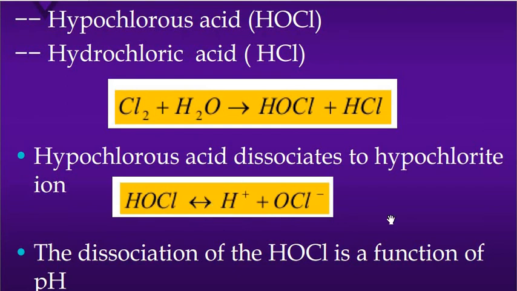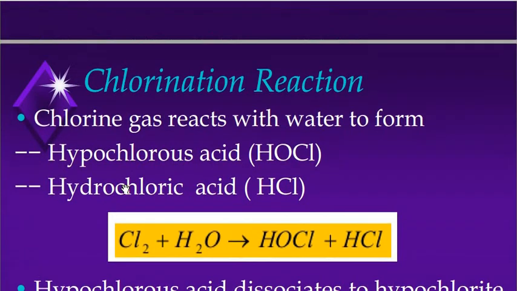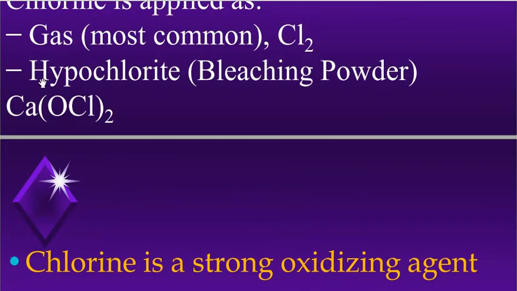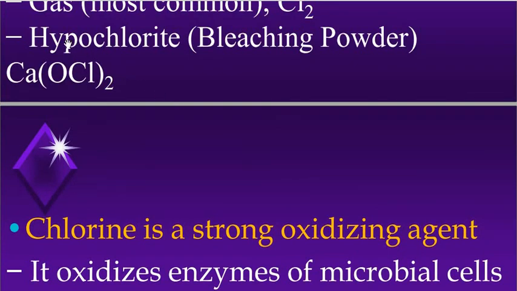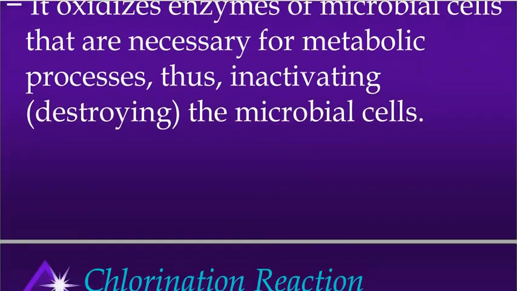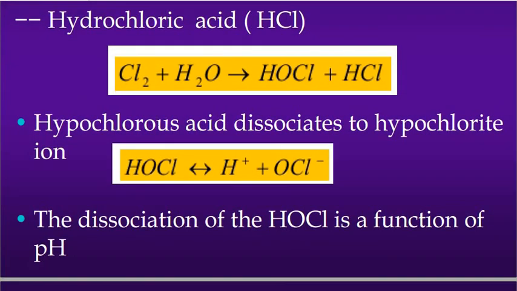We have come across the word just now, hypochlorite ion, which is the word used for bleaching powder. So bleaching powder is in the form of hypochlorite, which is readily available after the reaction, when chlorine reacts in the water. So hypochlorous acid dissociates to hypochlorite ion, that is, H+ ions and OCl- ion.